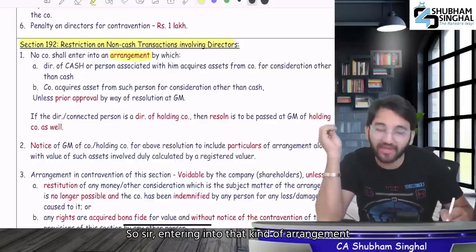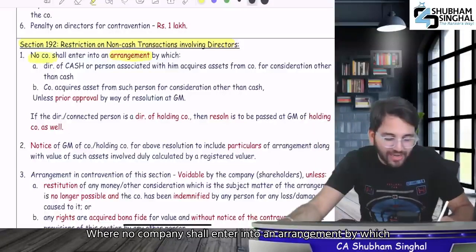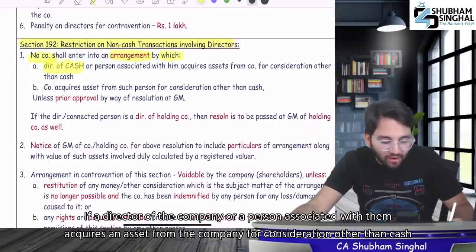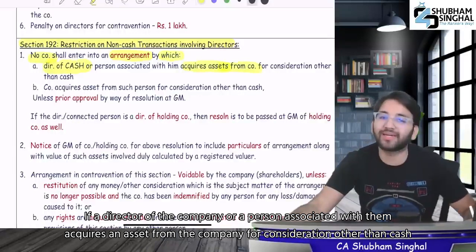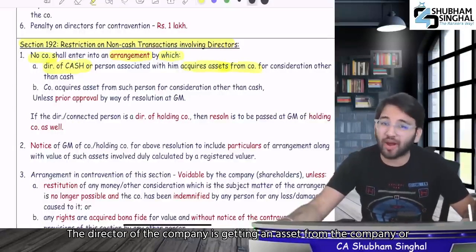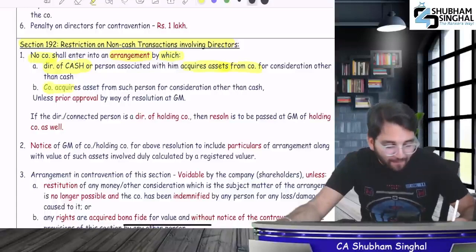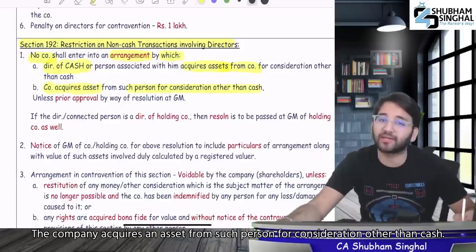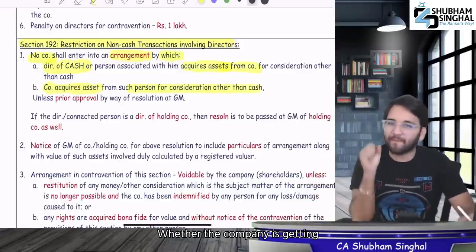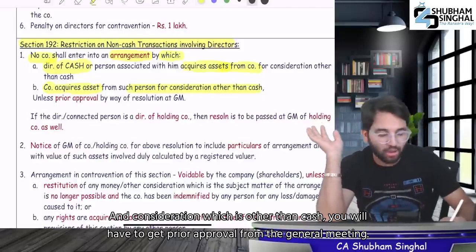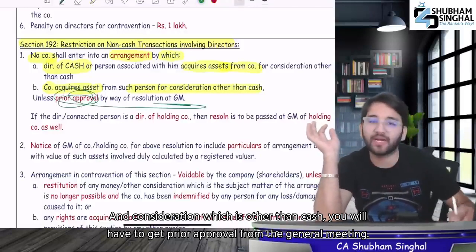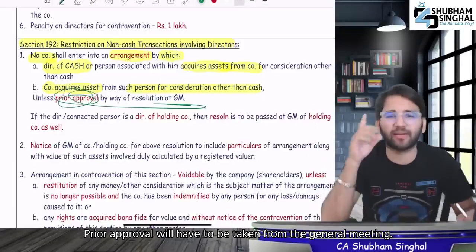So no company shall enter into an arrangement by which a director of the company or a person associated with him acquires assets from the company for consideration other than cash, or the company acquires assets from such a person for consideration other than cash. Whether the company is getting the asset or the director is receiving it, if the consideration is other than cash, you will have to get prior approval in general meeting.